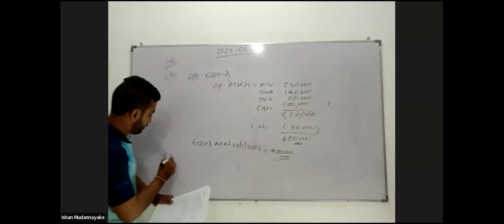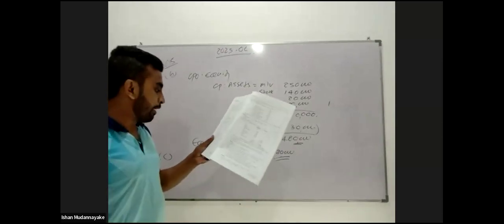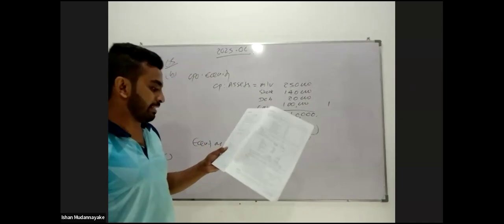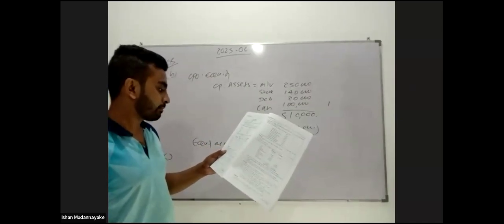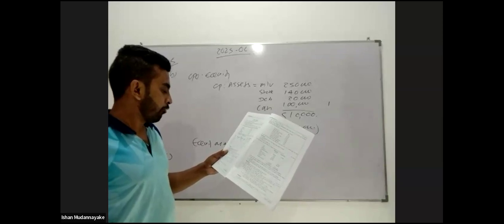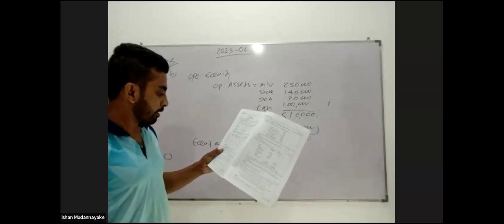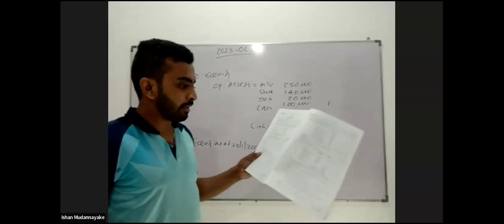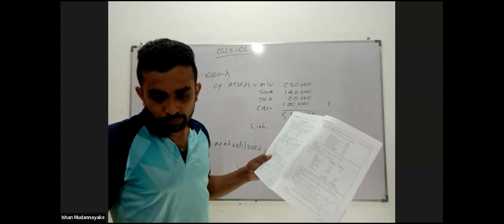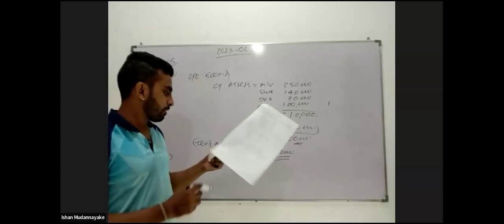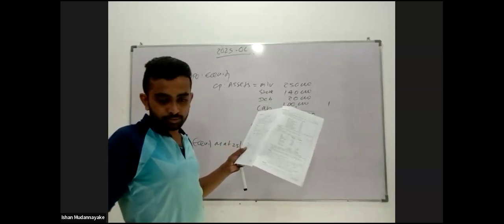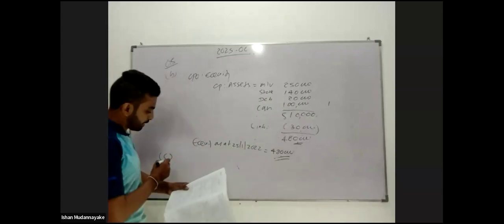Right. C, look at the C. What is the amount of total current assets as at 25th January? What are the current assets in this question? Stock of goods, debtors and cash. These are the current assets.